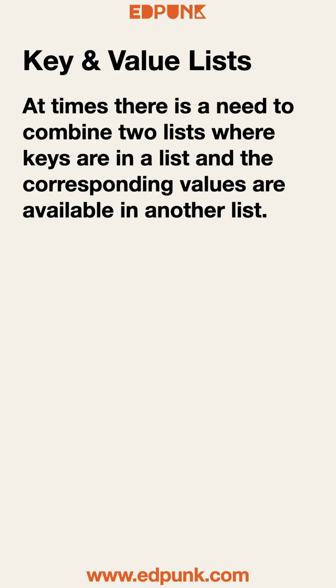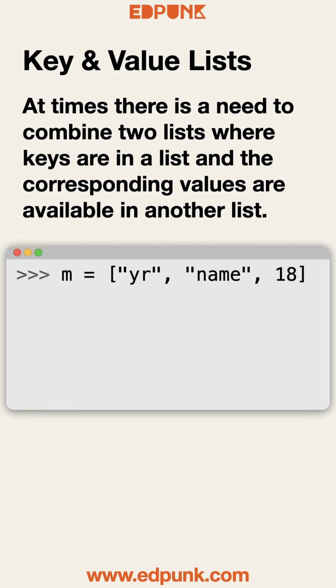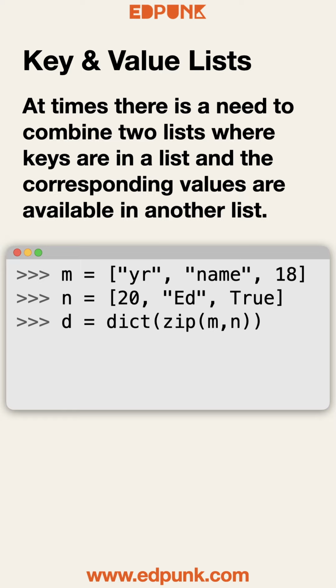For example, let us create a list of keys, string yr, string name and int 18, and assign it to variable m. Now, let us create another list containing corresponding values, int 20, string ed, and boolean true, and assign it to variable n. Now we can create a dictionary d using dict of zip m, n.